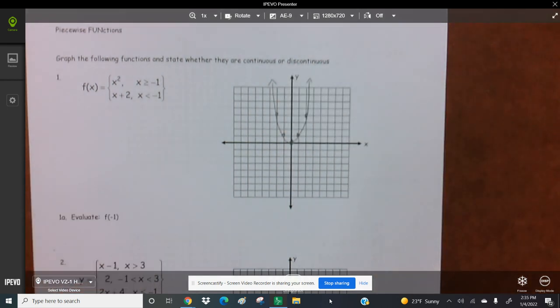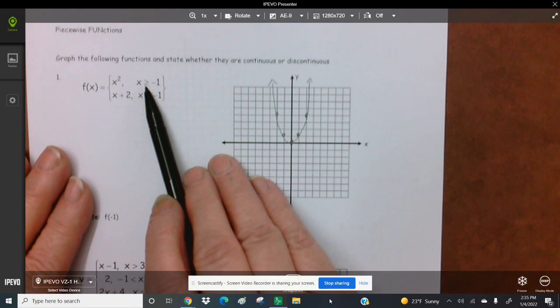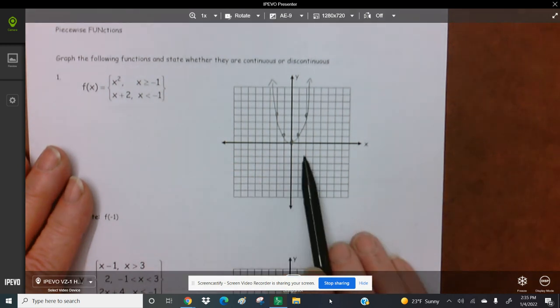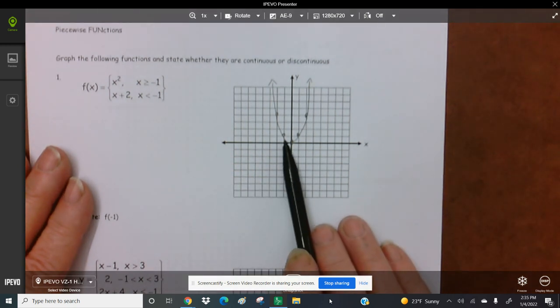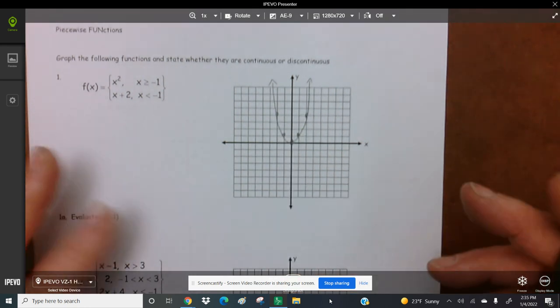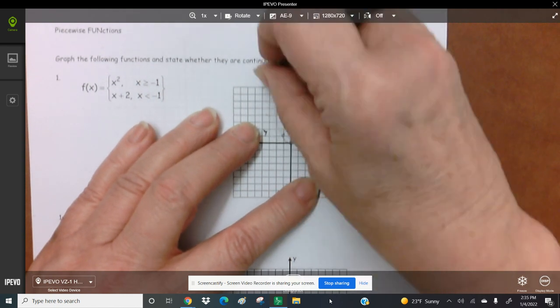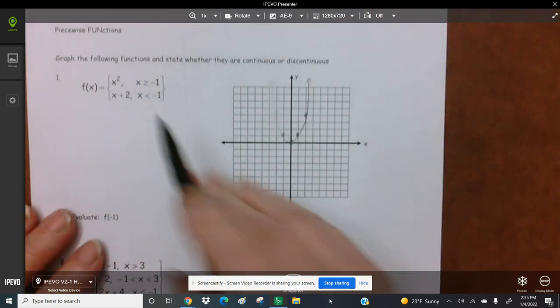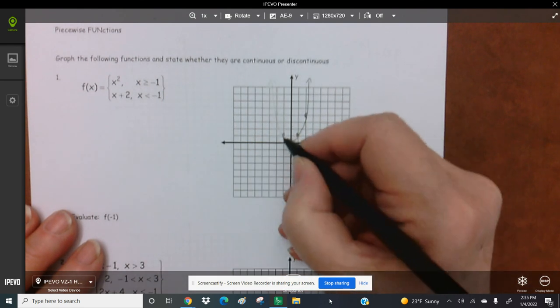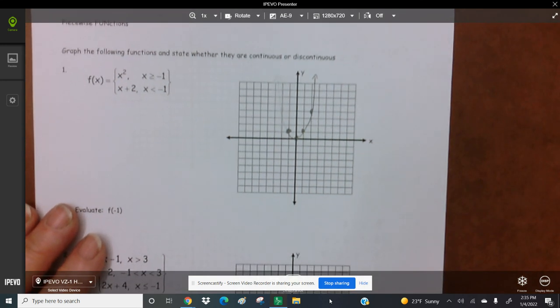Kind of going back to algebra 2 when you graphed quadratics. But this now has a restriction that says x has to be greater than or equal to negative 1. Well, here's negative 1, so my graph can only be on this side. It can't be less than negative 1. So I have to basically erase this part of the graph. Now it says greater than or equal to, so negative 1 is still part of my graph, so I'm going to keep that in as a colored in circle.